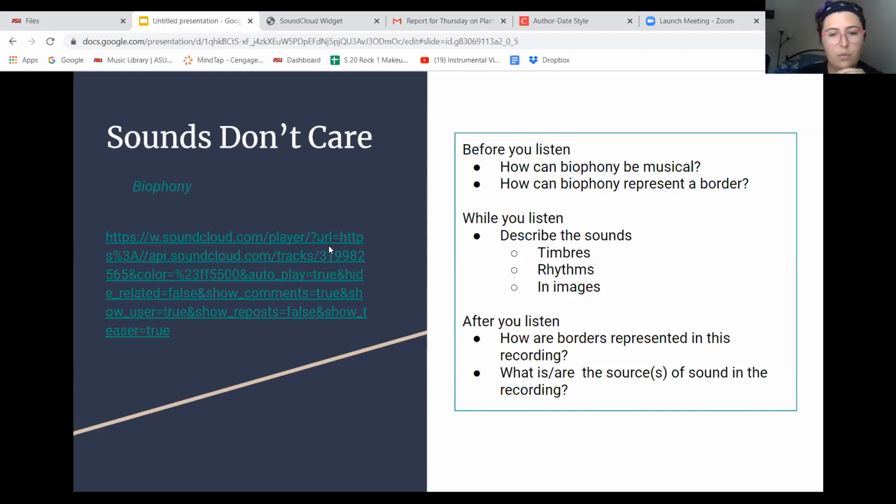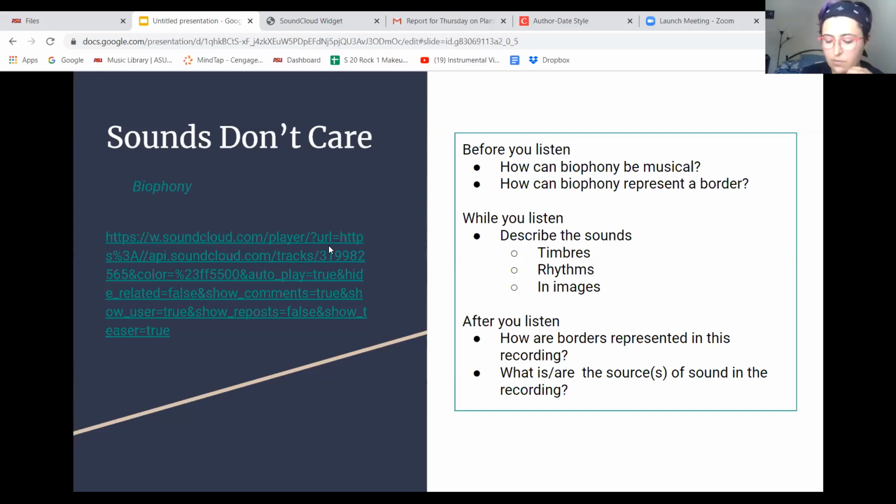How do you think borders were represented in this particular soundtrack? What is or are the sources of sound in this recording? Remember in the beginning we said we won't judge anything. Now's the time to reflect and see, what were the sounds? Did you hear a specific animal? Were you surprised by any of the sounds that you heard? How come?